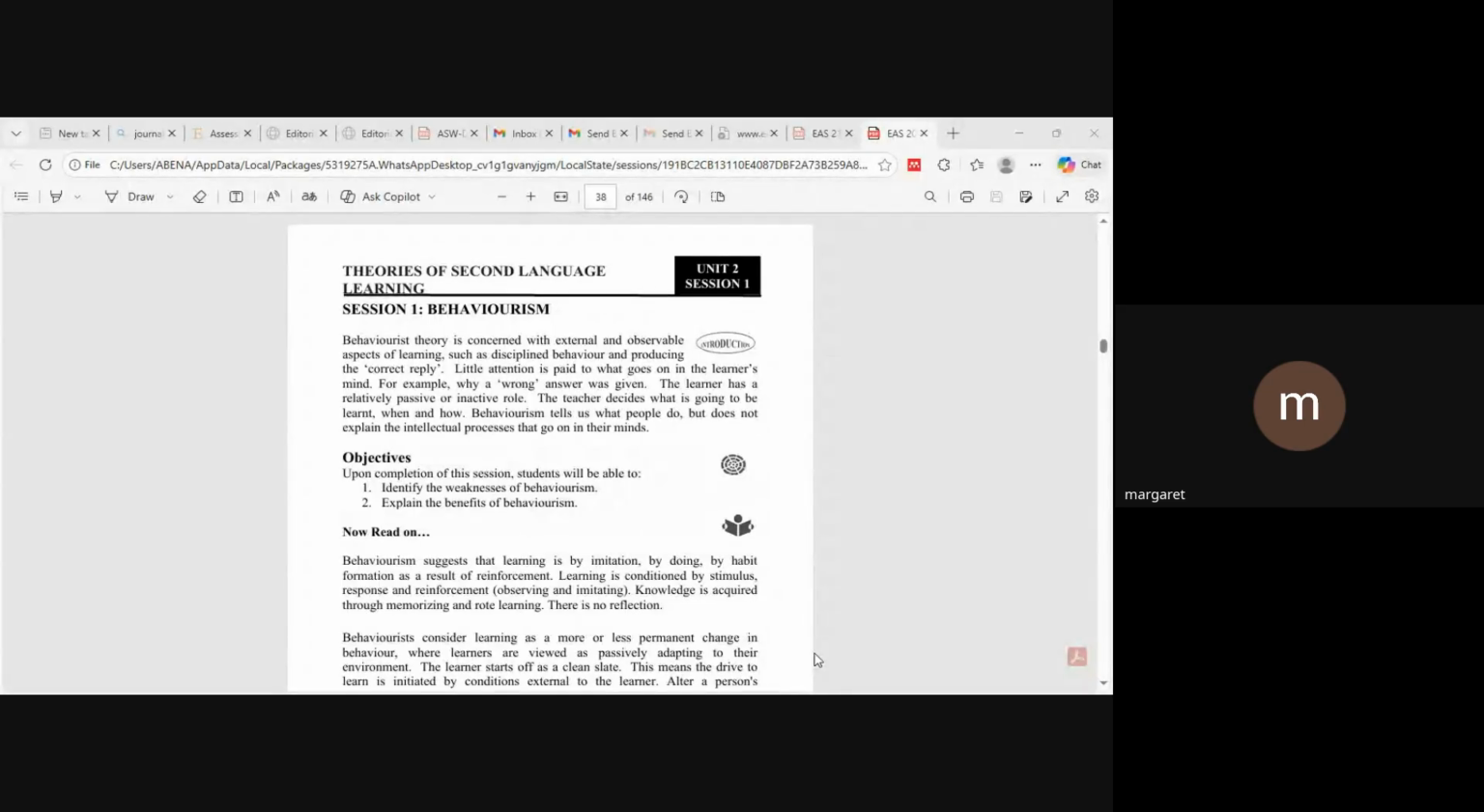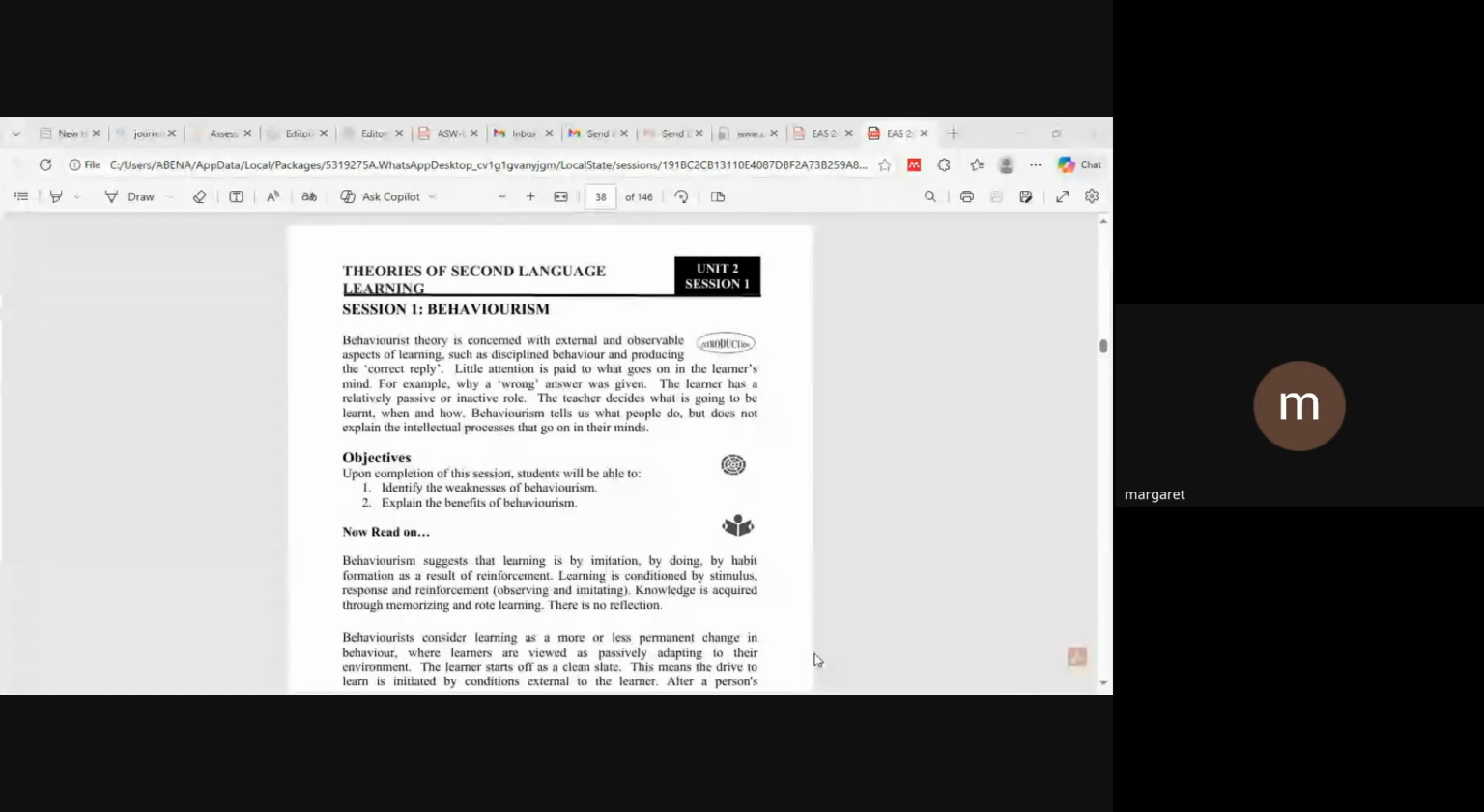So basically, behaviorism as a theory for language learning states that learning should be observable. Learning occurs through an external stimuli, meaning that the learner does not have knowledge on their own. The learner doesn't have language on their own. They learn a language because they were introduced to it. You have to put the learner in an environment where they can learn the language before the learner is able to learn.